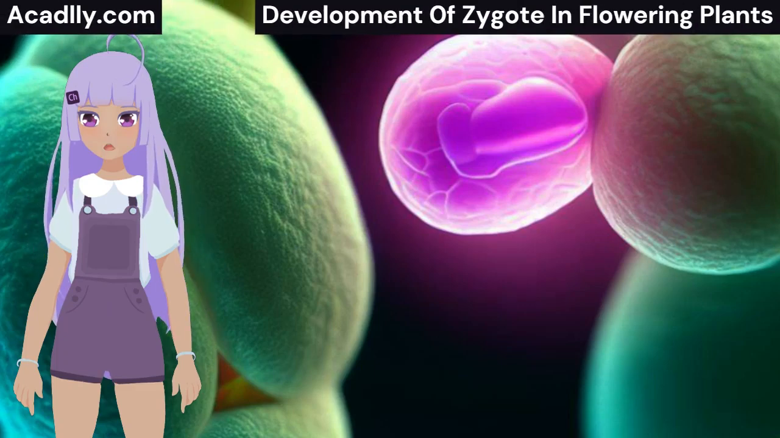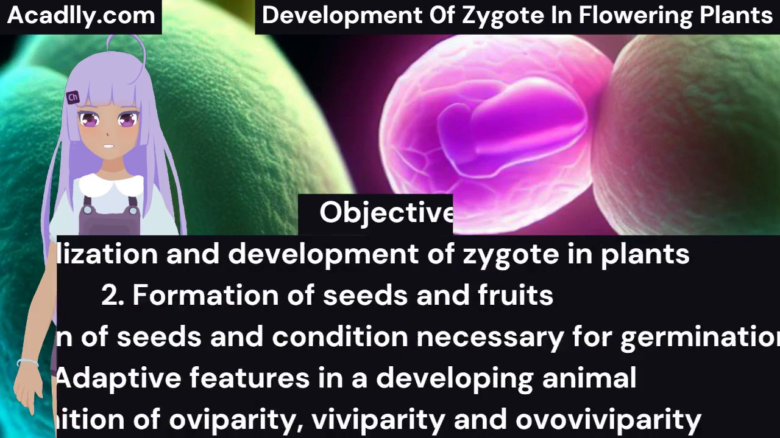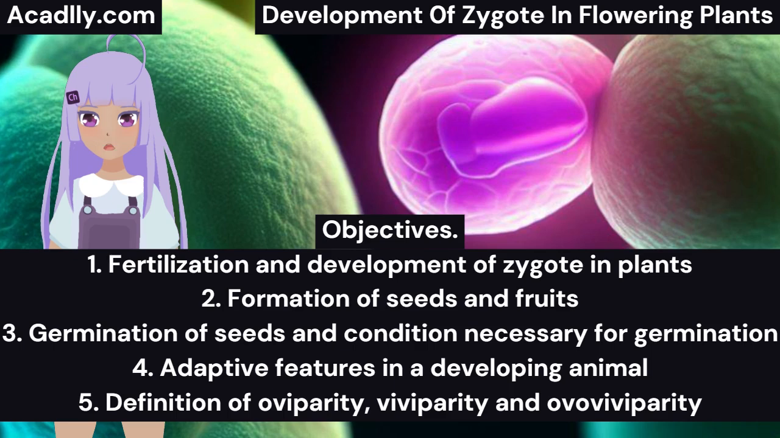Development of zygote in flowering plants, germination of seeds, adaptive features in a developing animal. At the end of the lesson, you should be able to know the following.